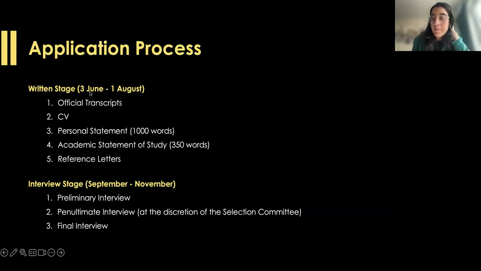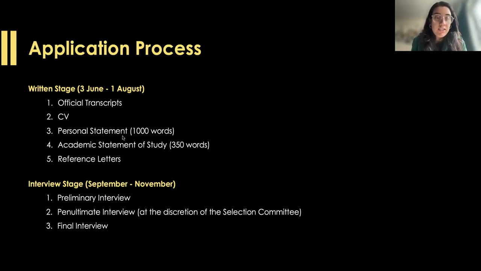So there are two primary phases in the application process. The first is the written stage, which you are in right now. The application deadline is 1st August. For this, you are required to submit your official transcripts, your CV, a personal statement of 1,000 words, an academic statement of study of 350 words, and you are required to submit a few reference letters.